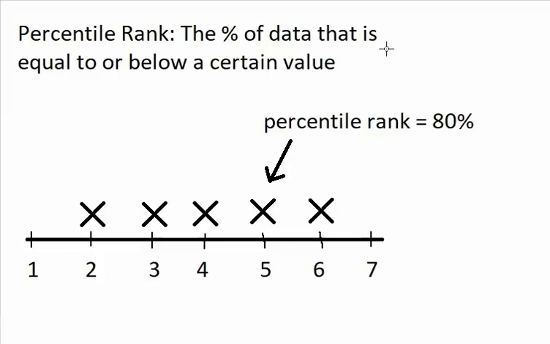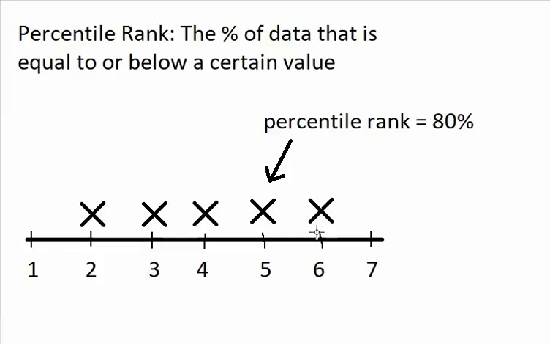In a set of data, each value has its own percentile rank, and the percentile rank of a certain value is just the percentage of the data set that's equal to or below that value. So in this data set right here, the percentile rank of 5 is 80% because 80% of this data set is equal to or below 5.